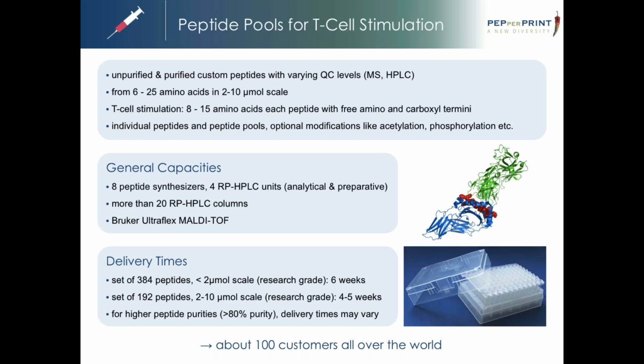So apart from high-density peptide microarrays and synthetic peptides, we also provide custom and standard peptide pools for T-cell stimulation with varied QC levels and synthesis scale. For T-cell stimulation, we can generate 8 to 15 amino acid peptides with free amino or carboxyl termini for T-cell loading. We have access to 8 different peptide synthesizers, more than 20 RP-HPLC columns, and MALDI-TOF for peptide QC.